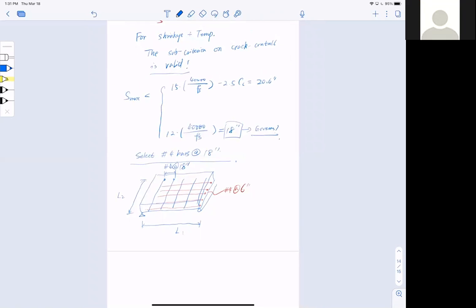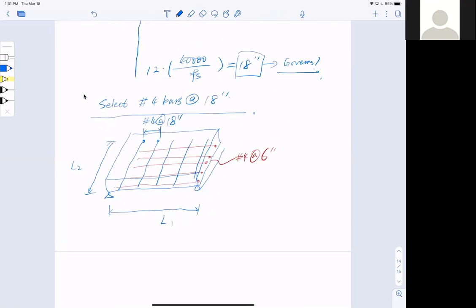Question: do you want a diagram like that? Do you want it drawn like that? In homework, yes, but in the exam, no, not necessary, as long as you understand which one you're putting down. I'll be perfectly honest with you guys: in exam number 2, most likely I'm not going to ask you to work out a full solution on the one-way slab design, but instead I might ask you to do a fill in the blank.